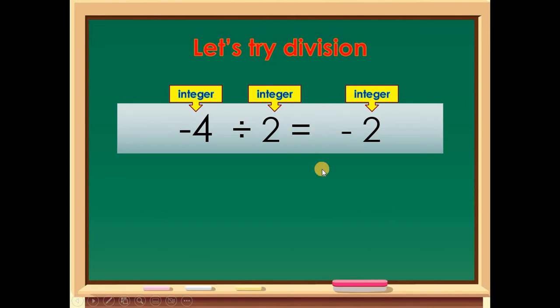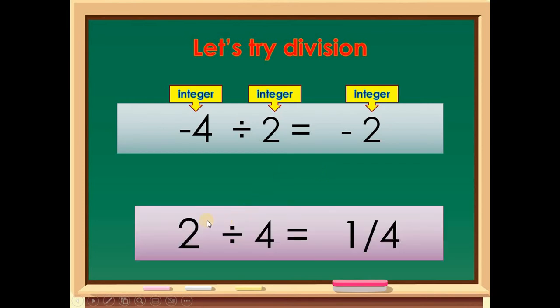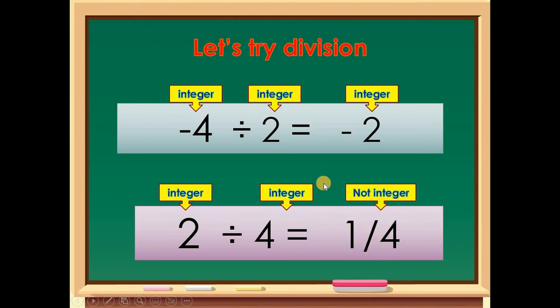Pero try nating baliktarin. Yung positive 2 dito is an integer, while this positive 4 is also an integer, while this 1/4 is not an integer. So therefore, in division, it is not possible to have a closure property. Kaya hindi kasali ang division sa closure properties.